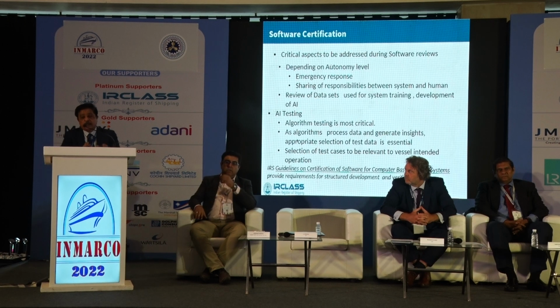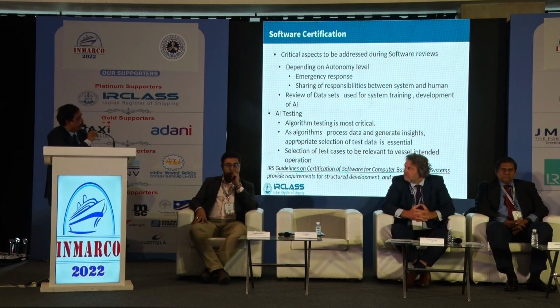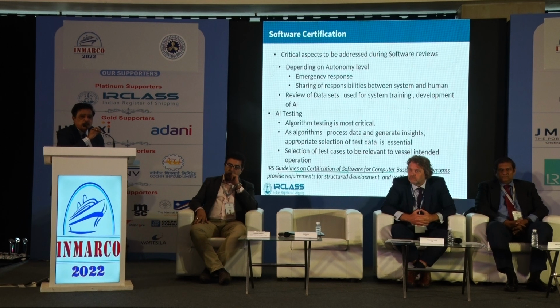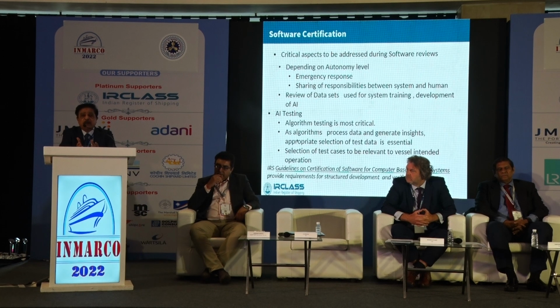This is one of the most important aspects of AI, rather autonomous systems. There are a few critical areas we need to address. The first and foremost is, depending on autonomous level, we need to analyze at the conceptual stage what would be my emergency response, because things can fail. So we need to understand, if things fail, what is the response process? How do we respond to a situation? And how the system and the human are sharing the responsibilities.